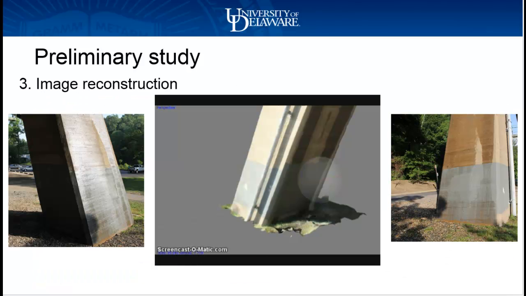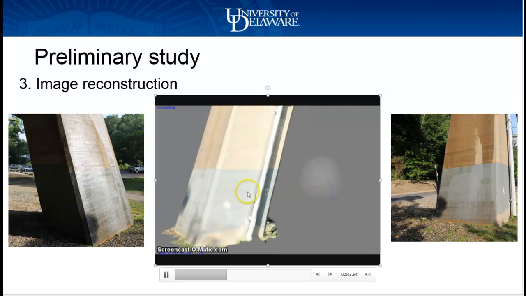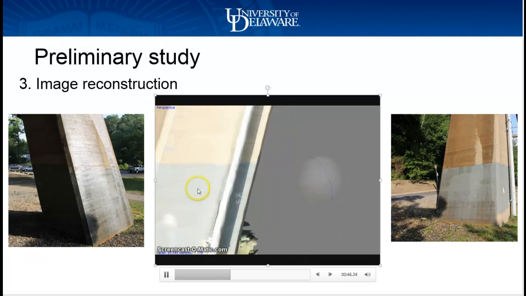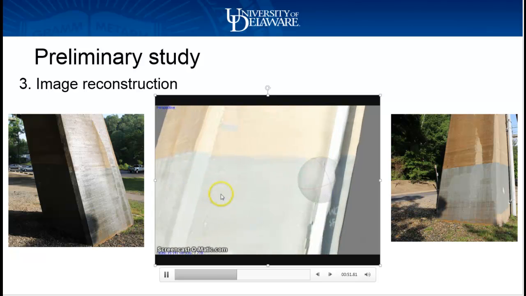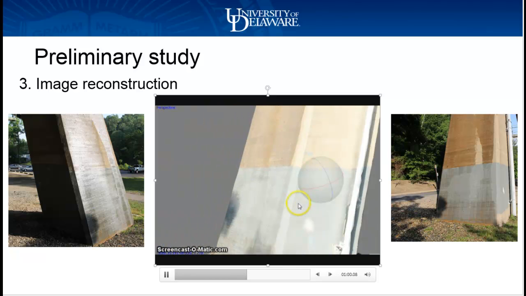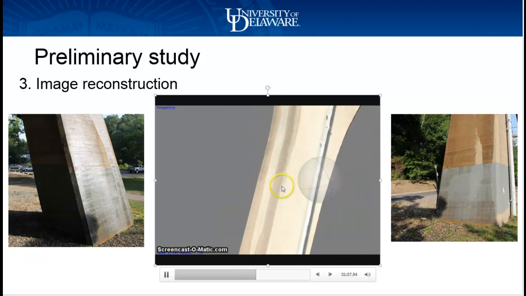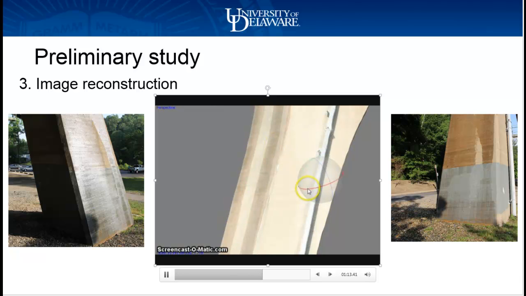Images that were captured by the drone were extracted from the video and processed with our custom-made image reconstruction program. The program uses two-dimensional images to create realistic three-dimensional objects. As you can see from the video in the middle, the model captures all the details, including the texture of the selected component. You can assess the level of detail by comparing the model with the images to the right and left of your screen.